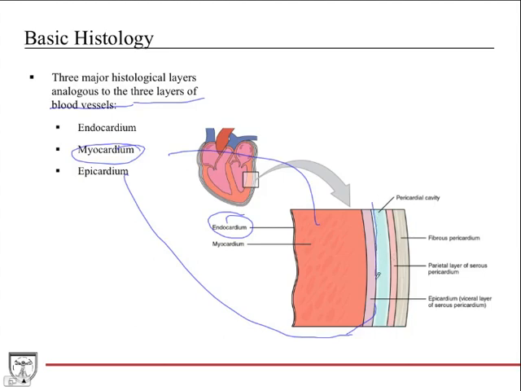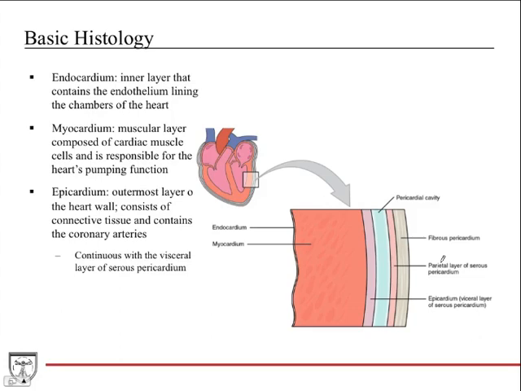The visceral layer of pericardium is actually continuous with the epicardium. Then you have the pericardial space. Then you have the parietal layer of the serous pericardium, and then you have the fibrous pericardium, which is attached to the parietal layer. So just to talk about these in more depth, the endocardium is the inner layer.